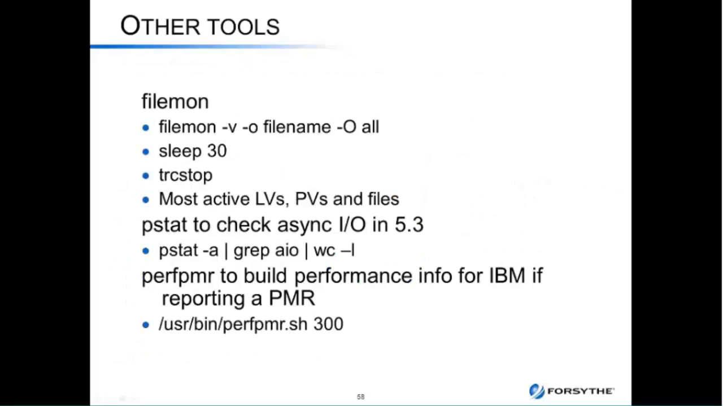A couple of other tools that are worth knowing about. The FileMon command is very useful if you think you may have hotspots. It'll identify your most active logical volumes, your most active physical volumes, your most active files, and so on. It is trace under the covers, which is why a lot of people don't run it. There's another one called FilePlace that looks at percents, how serial, how much you're moving all over the hdisk and so on. FileMon is the one I find the most useful. And then PerfPMR we've talked about.